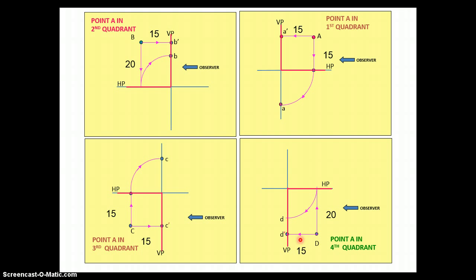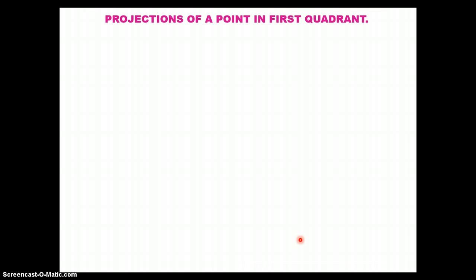So these are the projections of points A, B, C and D, which lie in the first quadrant, second quadrant, third quadrant, and fourth quadrant. That's all.